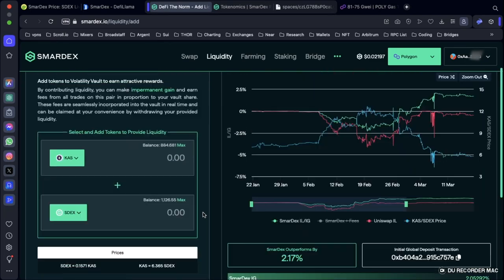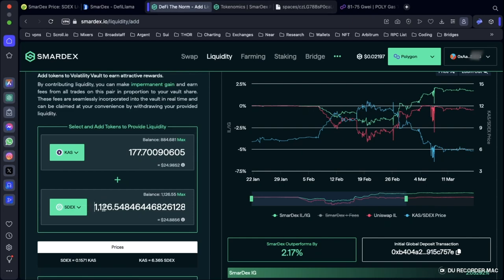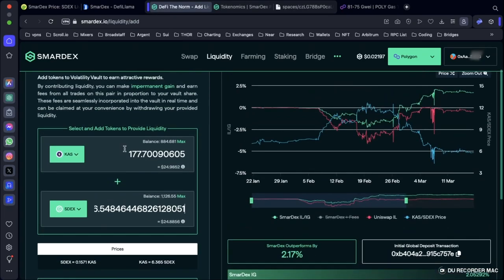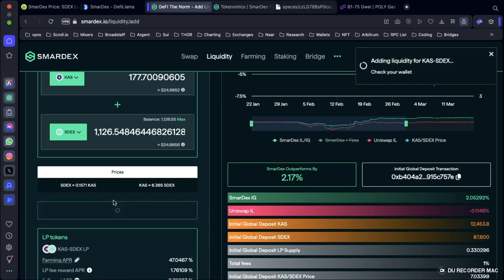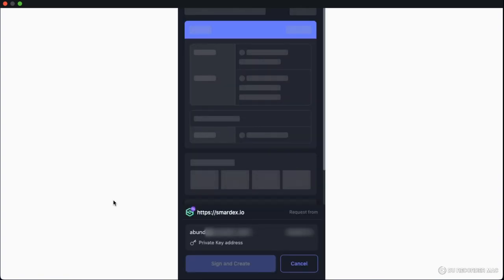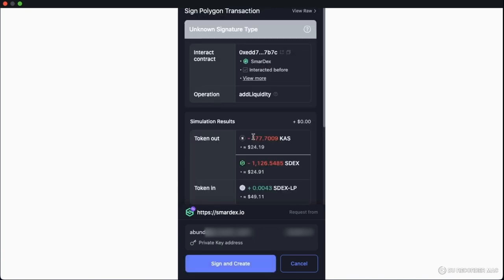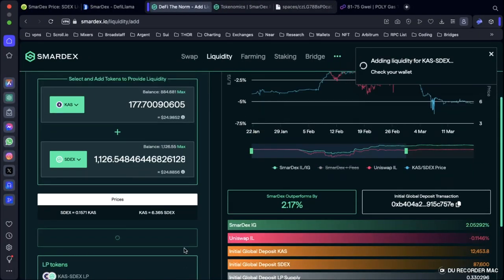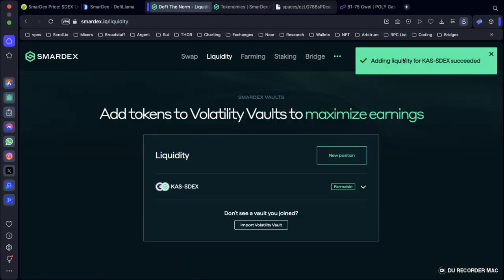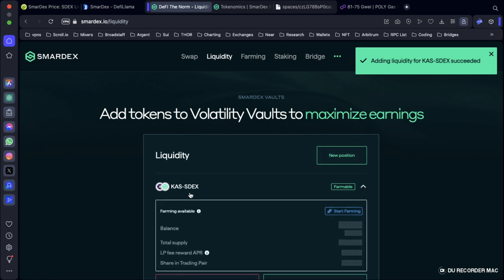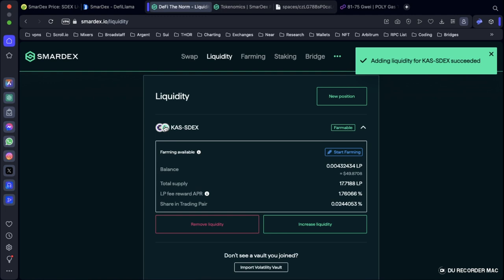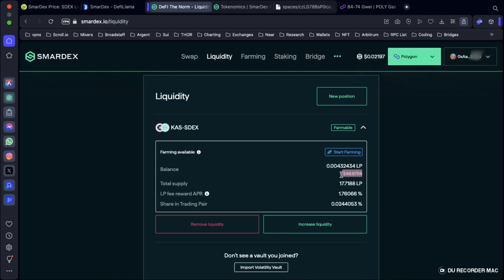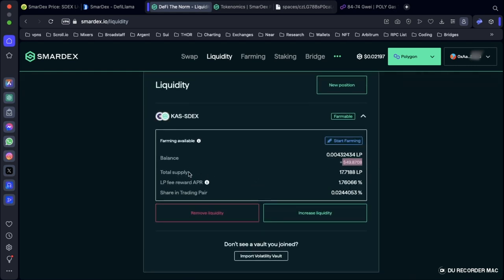So I think I'm going to put in about $50 worth. Let's see, we'll max out our SDEX, which I have about $25 worth of, and it'll split it up 50-50 proportionally automatically. And we'll add liquidity. Approve this transaction. Okay, so liquidity added, succeeded. Now we have the CAS SDEX LP token, and it shows your balance, which is about $50 worth of the CAS SDEX token.